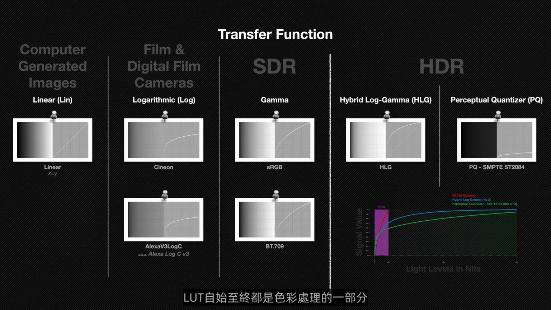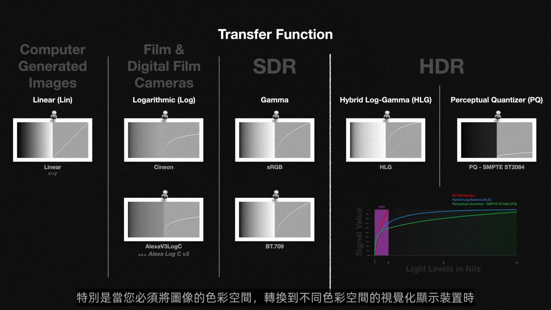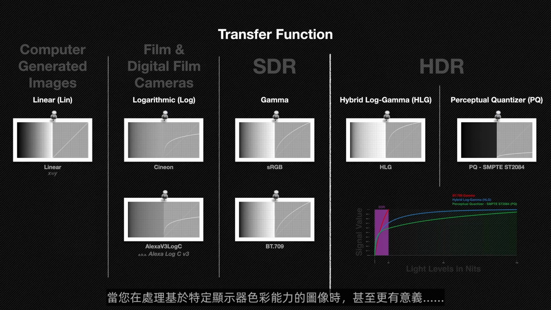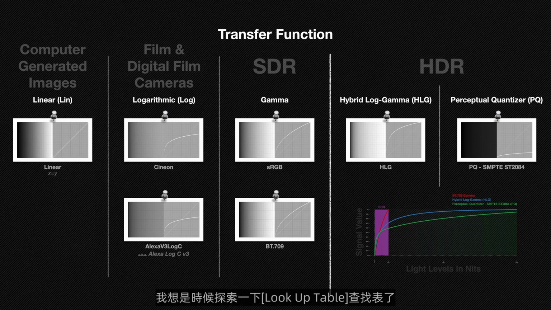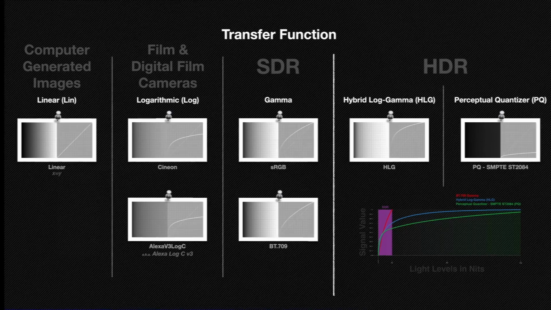LUTs have been part of color handling since the beginning, especially when you have to convert the color space of an image to be visualized on a different display device with a different color space, and even more relevant when you are working with an image based on the color capabilities of a particular display. I think it's time to explore lookup tables.